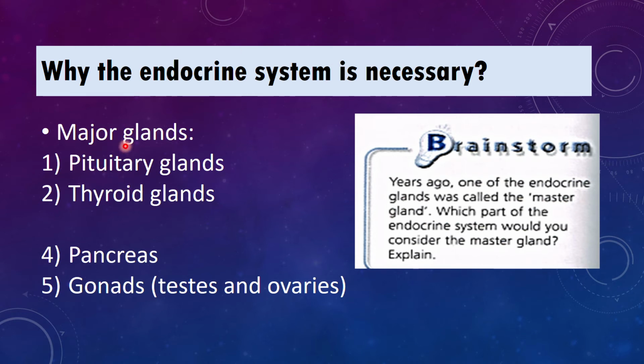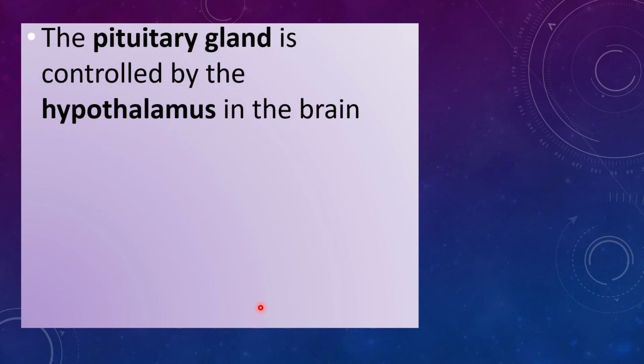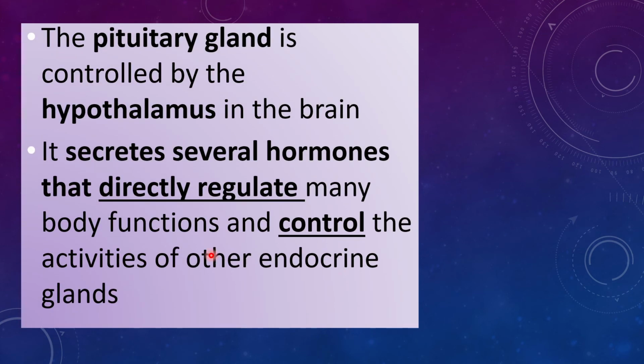Let's look at the major glands. We have the master gland, which is the pituitary gland, and we also have the thyroid glands, right? And we have these adrenal glands, pancreas, and also the gonads, which are the glands involved in reproduction. So why is it necessary? Just now we said that this will then complement the nervous system.